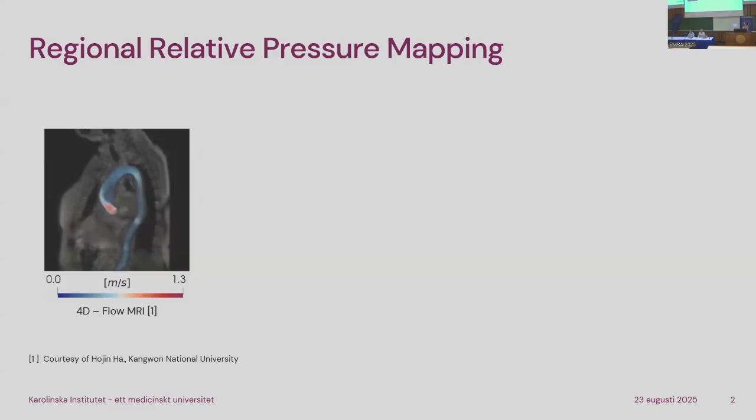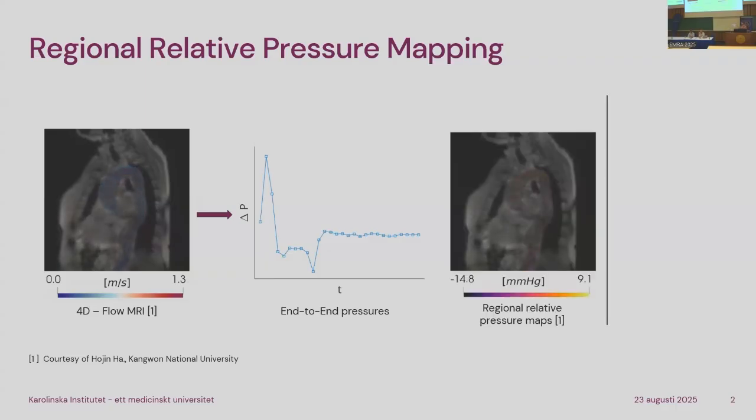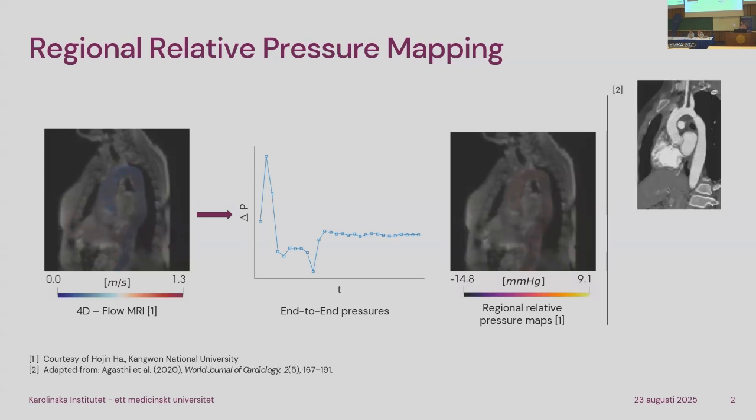Of course you've heard a lot about 4D flow MRI in this conference, and it allows us to essentially measure full field velocities throughout different cardiovascular sections. But what we can also do is use fundamental fluid mechanical principles to derive, on the basis of these flow fields, end-to-end pressure estimates, but also full field regional relative pressure maps. And this is pretty nice because, for one, it allows us to non-invasively assess clinically established biomarkers related to pressure.